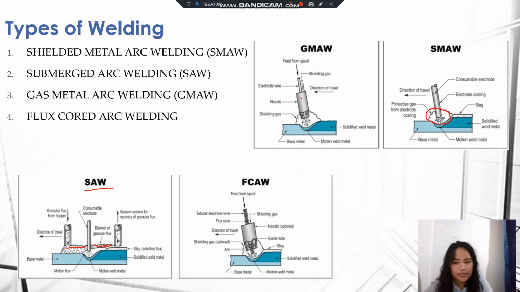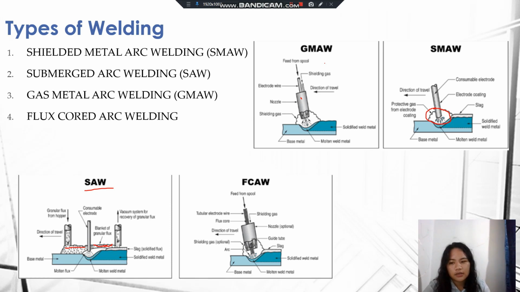Next is the gas metal arc welding. Sa process naman na to, yung electrode is a continuous wire that is fed from the coil through the electrode holder. The shielding is entirely from an externally supplied gas or gas mixture. Itong gas metal arc welding is using a carbon dioxide shielding, mas nagiging good siya for lower carbon and low alloy steel na madalas ginagamit sa mga bridges and buildings.